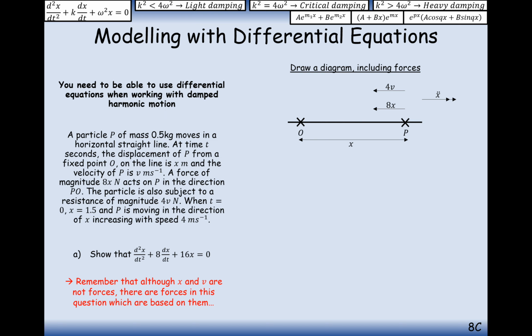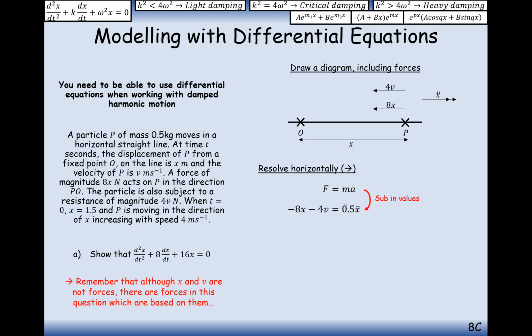When t equals 0, so now we've got all of our forces on the diagram. So what we need to do now is set up a little F equals ma equation. So what are our forces? We have two forces at the moment. There is a minus 4v force and a minus 8x force. The particle has a mass of 0.5 kilograms, so 0.5 will pop in there. And then we have the derivative, so we have the acceleration, which is acting in the right-hand direction.